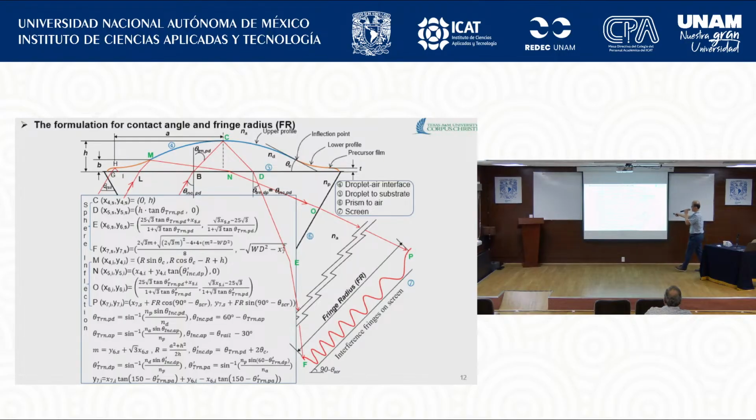The reason why we undertake this kind of geometry modeling is that, to measure contact angle, we found out that if we could measure fringe radius, then we can determine the contact angle, rather than measuring it directly, and also without requiring the microscope. Okay, that is the purpose of this work here.